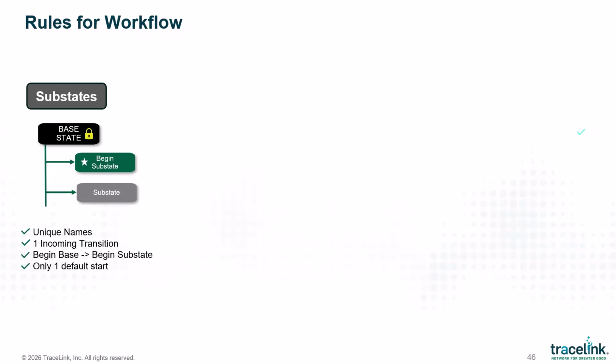Every added substate must have at least one incoming transition. It's also recommended that each added state has at least one outgoing transition, unless it is a final or terminal state. If a base state is marked as a begin state, then at least one new substate under it must also be marked as a begin state. Multiple states can be marked as start states. However, more than one substate cannot be set as the default starting state.